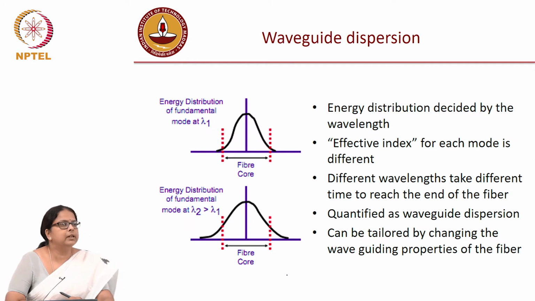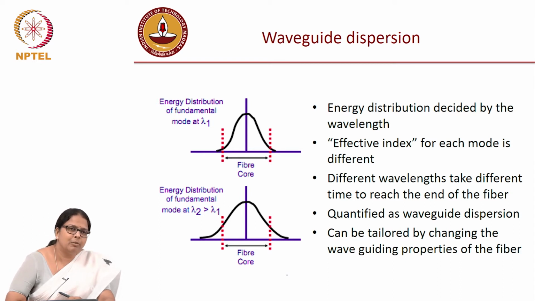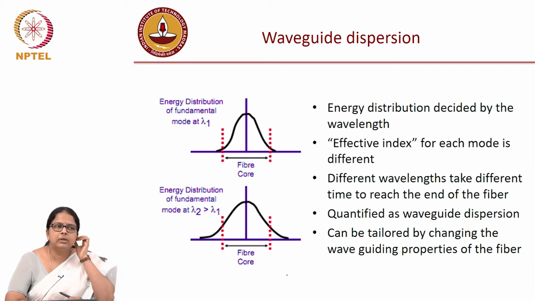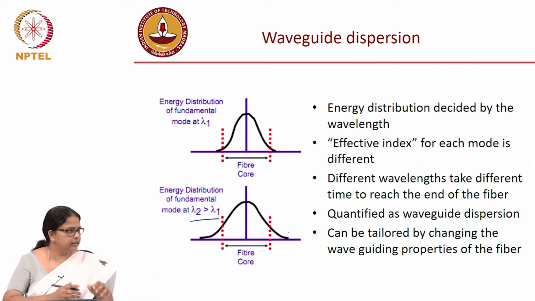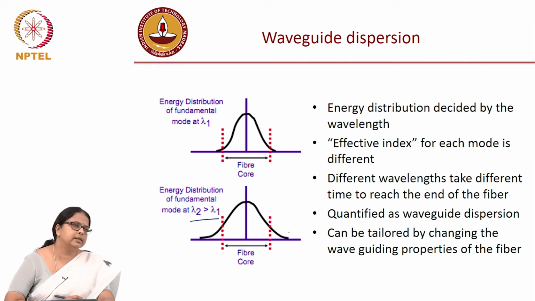Another way of visualizing this is the following. In one of the earlier assignments, you had calculated the mode field diameter at two wavelengths in a single mode fiber. The fiber can be single moded at two different wavelengths, but what is the difference between the modes corresponding to the two wavelengths? You will see that if lambda 2 is greater than lambda 1, at a higher wavelength the mode spreads out to the cladding more than in the core, because your n effective values are more towards the cladding value than the core value.